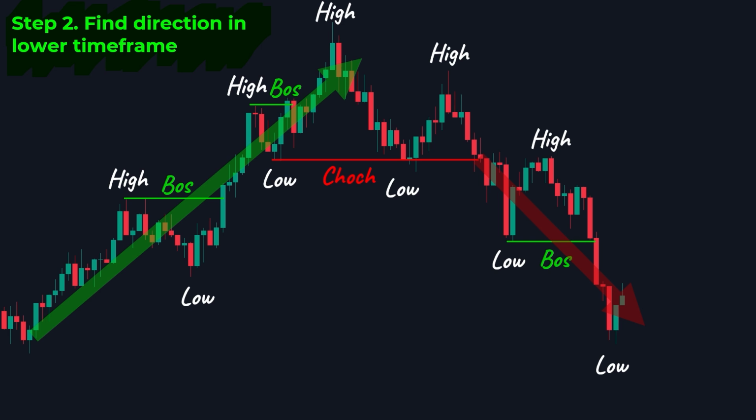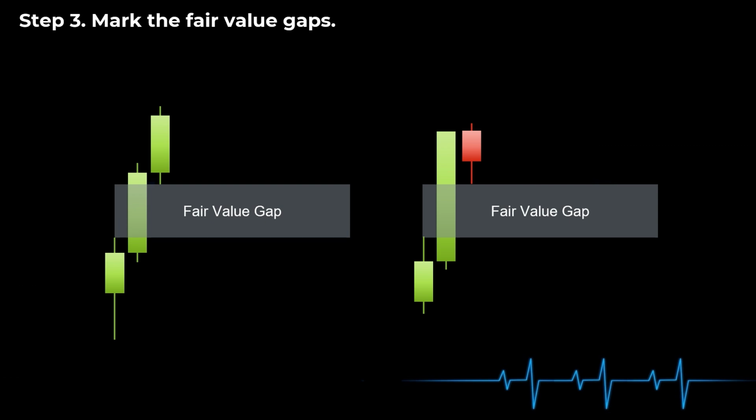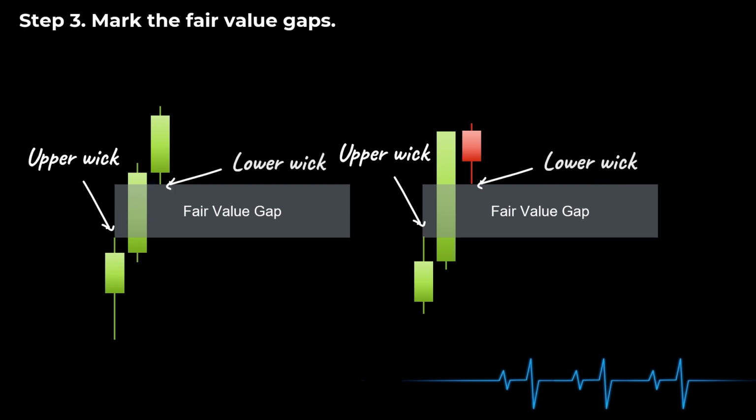Now, after identifying our trading bias, it is time to mark the fair value gaps. Essentially, the fair value gap refers to the space between the wicks of 3 consecutive candles on a price chart. Regardless of the candle's color, in the bullish scenario, when the upper wick of the first candle does not overlap with the lower wick of the third candle, we mark this area as the FVG.